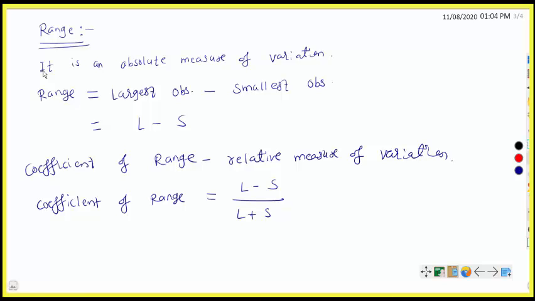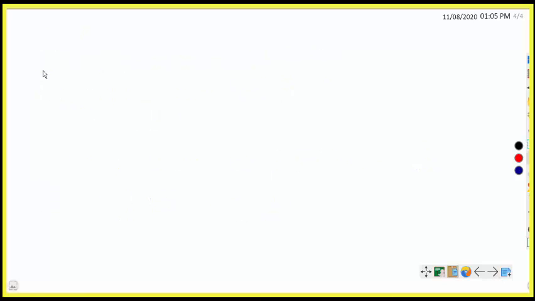So this coefficient of range can be used to compare two or more sets of data. And range is the absolute measure of variation which gives the variation in the data only. Now let us see an example.